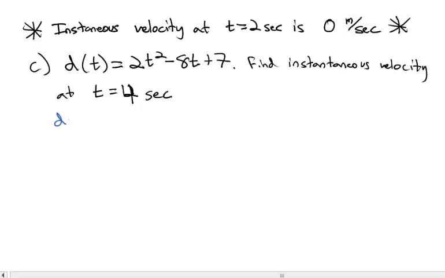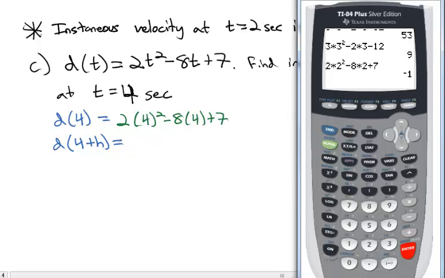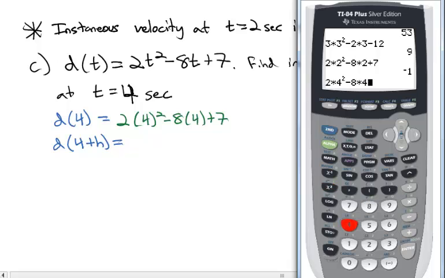So we're going to need to know what d of 4 is, and also what d of 4 plus h is. Okay. Well, d of 4, plugging 4 into the formula, we have 2 times 4 squared minus 8 times 4 plus 7. Calculator, 2 times 4 squared minus 8 times 4 plus 7 is 7.